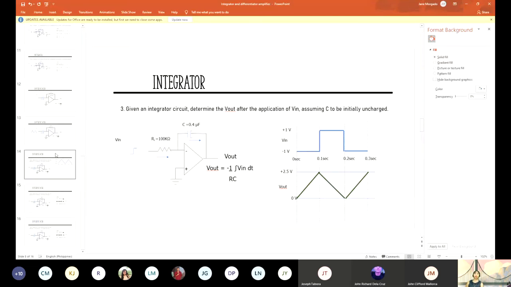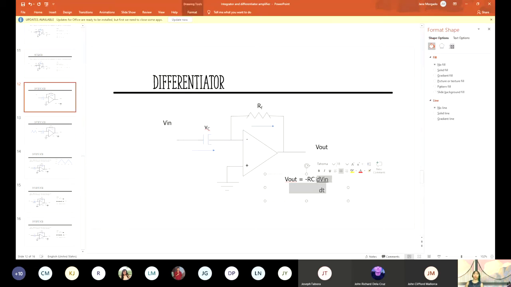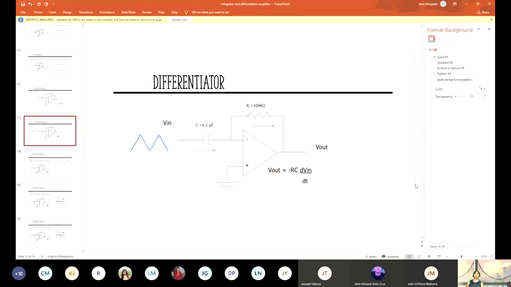Now, the opposite of integrator is differentiator. With differentiator, we have capacitor as input, whereas we have resistor as feedback resistor. So the formula is negative RC times the differential of input over dt. The usual application of differentiator is when you have an input of sawtooth or triangular waveform.